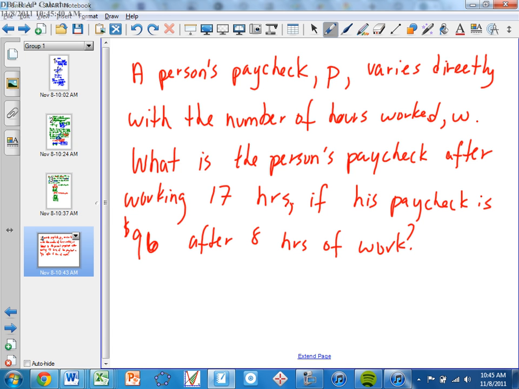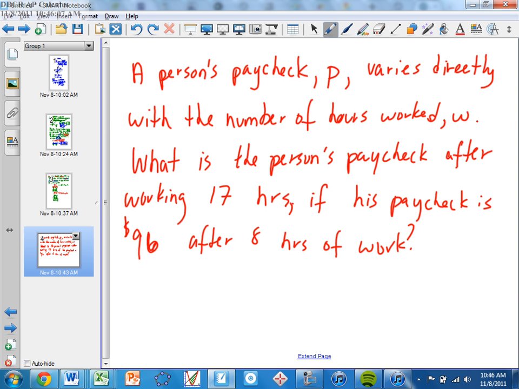A person's paycheck, defined as P, varies directly with the number of hours worked, defined as W. What is the person's paycheck after working 17 hours if his paycheck is $96 after working 8 hours? So you're given another scenario, 8 hours of work is $96, and you're asked to figure out how many dollars is 17 hours of work.